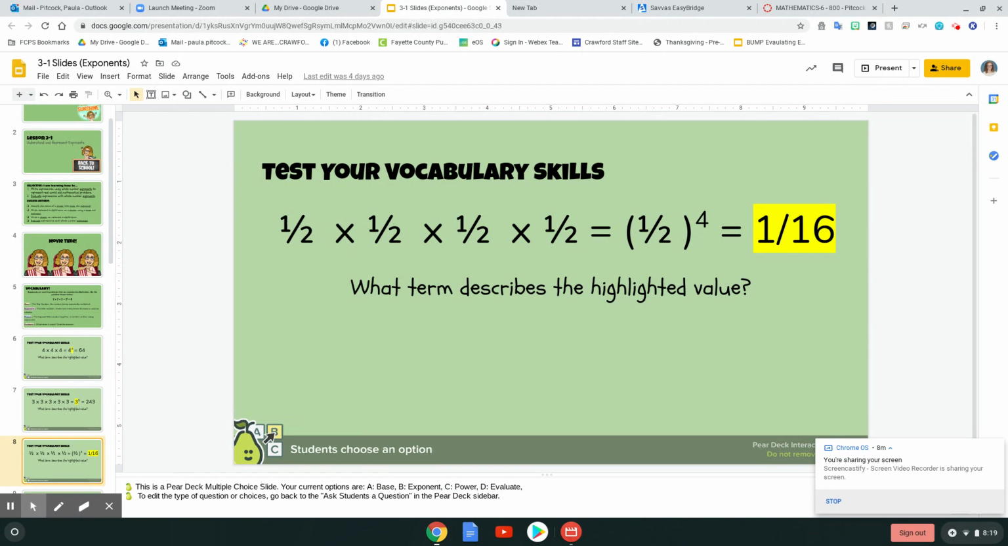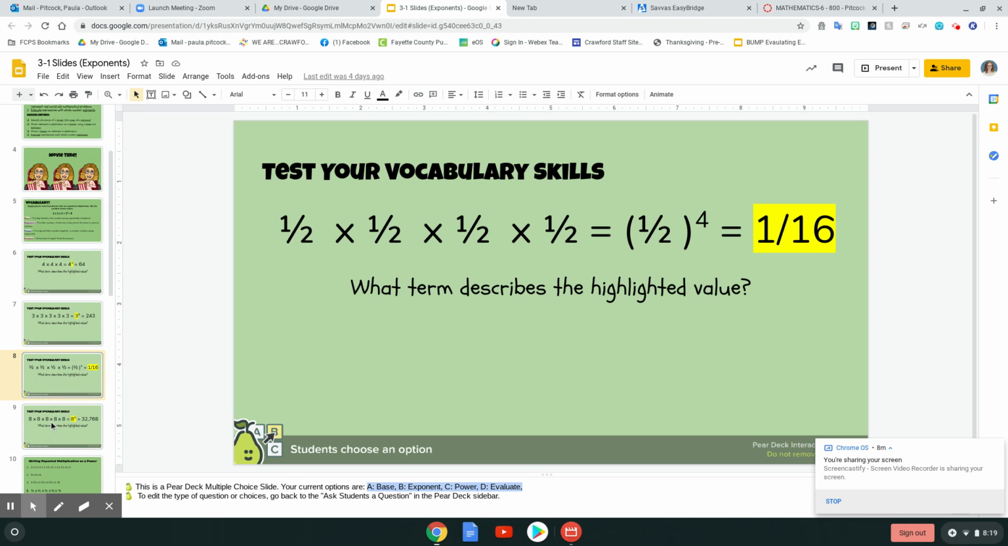Now, we can also have these as fractions. They don't have to be whole numbers. Your options are down here. What is the highlighted value? Base, exponent, power, or evaluate? Hopefully you chose evaluate because that is the answer. When you do 1/2 times 1/2 times 1/2 times 1/2, this is what it actually equals. It equals 1/16.